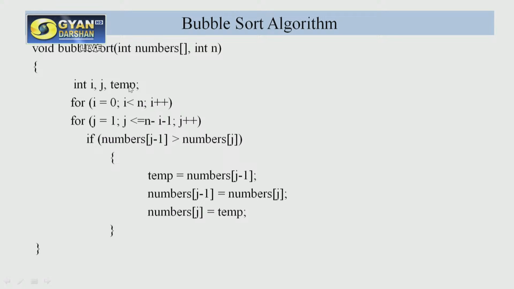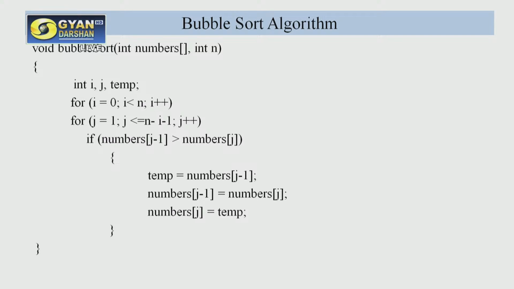Basically, in bubble sort there are 2 loops required, one for the pass, as I explained in the earlier example, and another for the iteration. For the pass we have declared variable i, and for iterations within the pass I have declared variable j. And temp is another variable required to store the data temporarily while the swapping process is being performed.